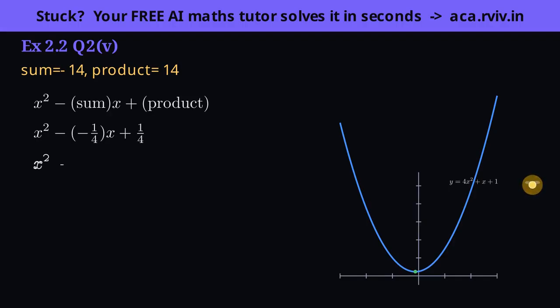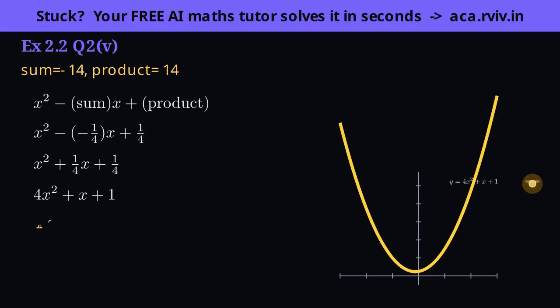Resolve the double negative. Minus of minus 1/4 becomes plus 1/4 x. This is exactly where students lose the mark. Now clear the quarters by multiplying every term by 4, giving 4x squared plus x plus 1.